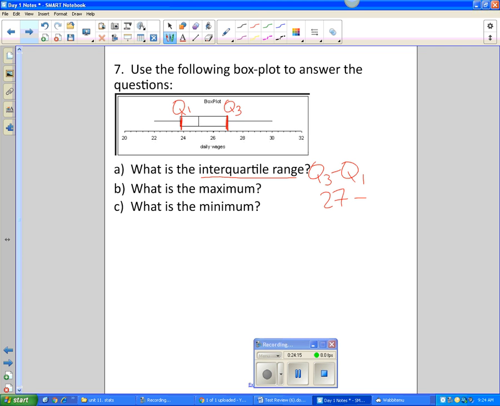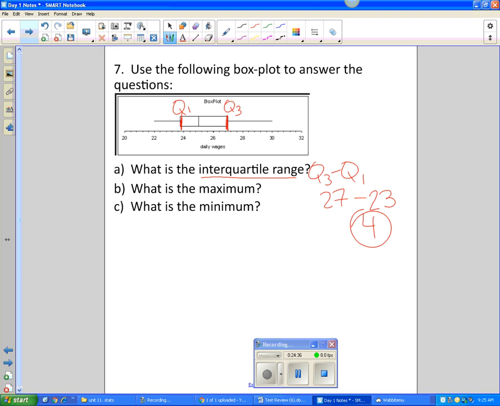Chase, what's your estimation for Q3? I'm sorry, Q1. What's your estimation for Q1? 23, 24. I would take either one. It's kind of hard to see. So what's 27 minus 23? 4. Okay.